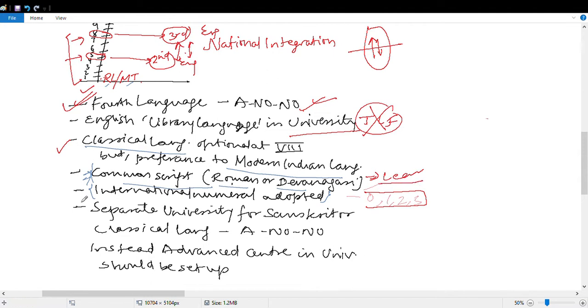Then they also gave a recommendation about adopting the international numerical system 0, 1, 2, 3, which were basically Indian in nature. And then it also recommended that there should not be a separate university set up for Sanskrit or any classical languages. Instead, advanced centers in the university could be set up, and further research work could be carried out.